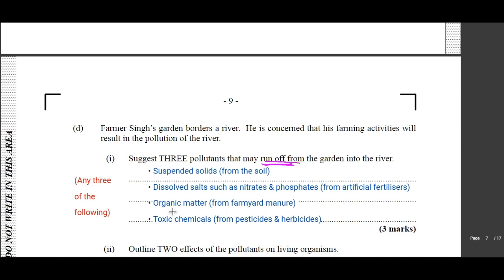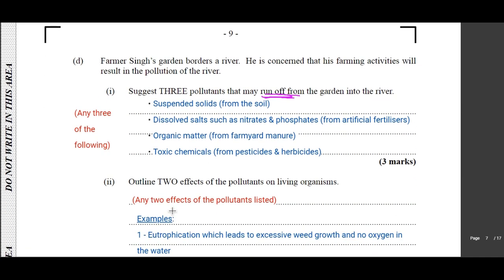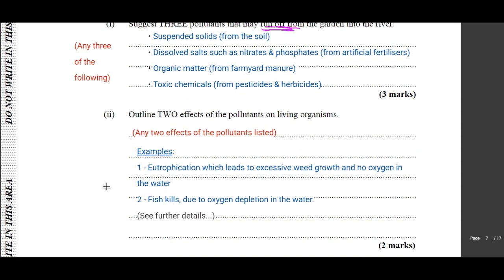Yeah. So let's see. Three of them, and these are some of the impacts. He outlined two effects of the pollutants on living organisms. So any two effects of any of the pollutants that you listed, right? So anything that applies to those pollutants that you listed, you can outline them. You can even refer to the pollutant that is coming from. But interestingly, for some of these effects, you're going to get these effects from more than one pollutant, right?